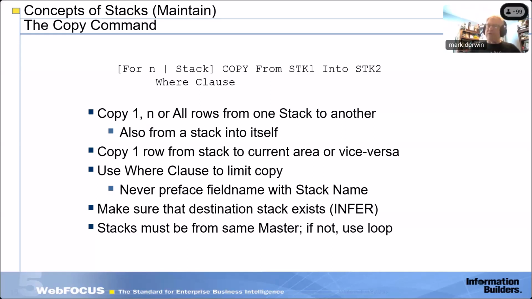And you have to make sure the destination stack, stack 2, exists. And also, when we use a stack copy, those stacks must be from the same master. So if you have 2 stacks created from the same master, we can copy one to the other. If you have stacks from similar masters, you cannot use a copy. We need to use a loop, and we'll see that in a minute.